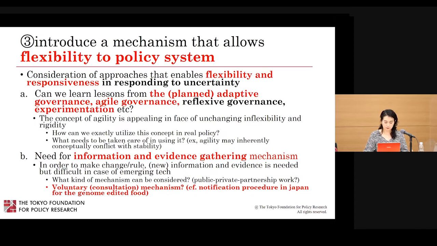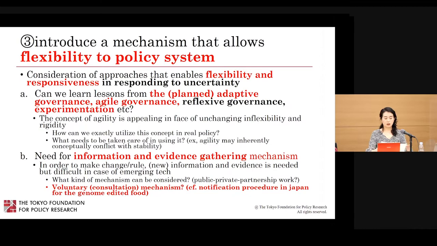I also think that there is a need for an information and evidence gathering mechanism, because in order to make a change or rule, new information and evidence is needed. But it will be difficult with emergent technology since there is no routine mechanism to collect or gather information. So what kind of mechanism can be considered? Public-private partnership or voluntary consultation?